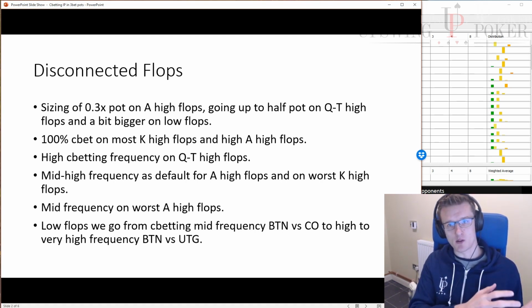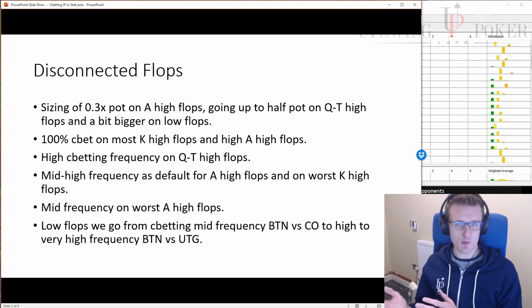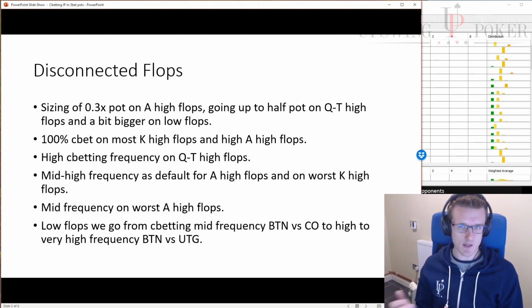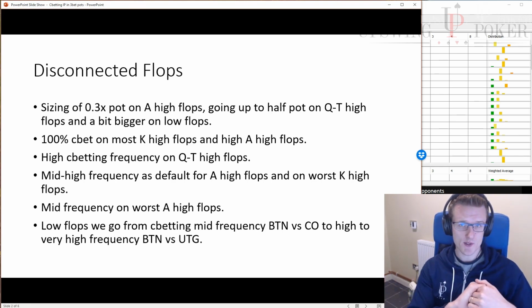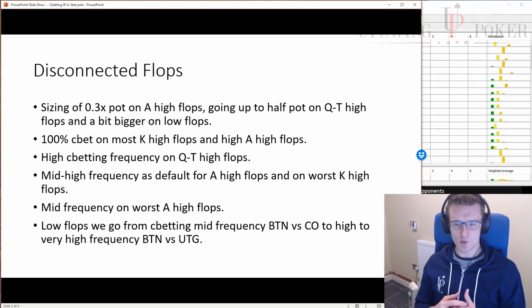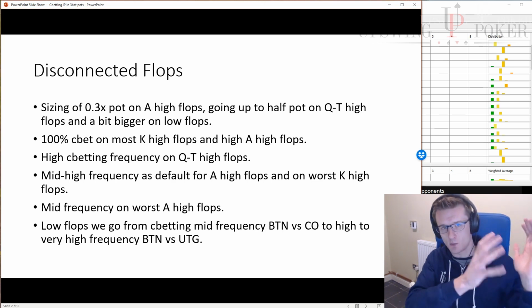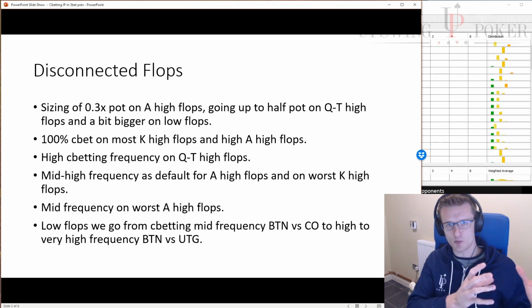So if our opponent opens under the gun and we 3-bet the button, then something like an ace-10-9 or an ace-9-8 is going to be one of the worst ace-high flops for us, rather than the ace-5-4 or something if it's button versus cutoff. And with that in mind, on low flops, we're going to be doing better button versus under the gun than button versus cutoff, because, like I've just said, cutoff is going to have more low cards in their range. So we go from c-betting mid-frequency if we're button versus cutoff on low flops to a high to very high frequency if we're button versus under the gun. And most of the important stuff going on in the ranges is the fact that we've got more of the high overpairs that our opponent would have been 4-betting if they had them.